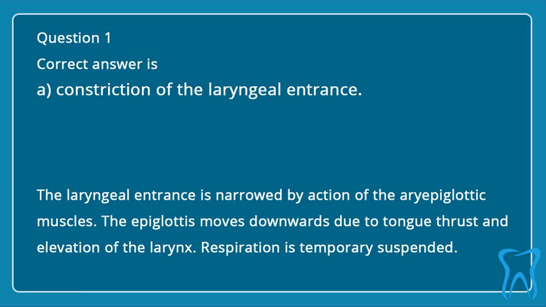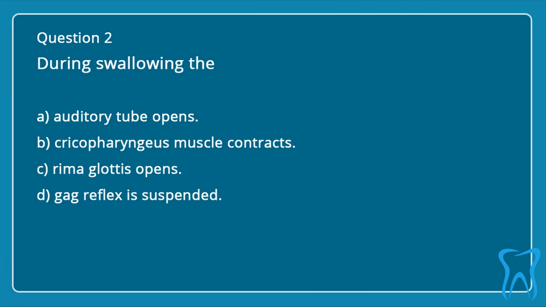Constriction of the laryngeal entrance. The laryngeal entrance is narrowed by action of the aryepiglottic muscles. The epiglottis moves downwards due to tongue thrust and elevation of the larynx. Respiration is temporarily suspended.